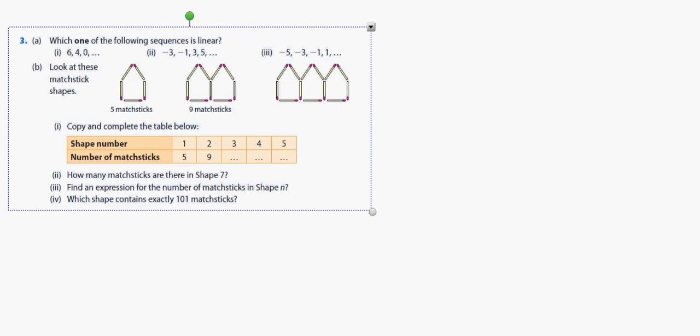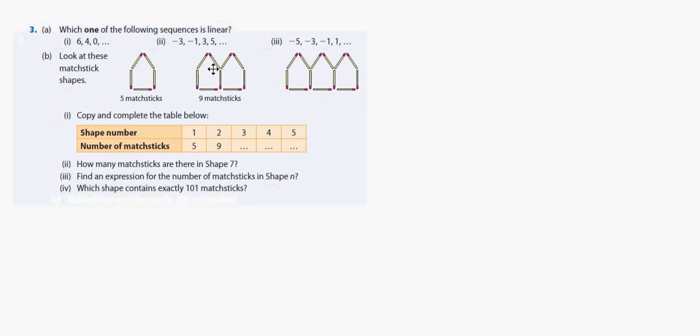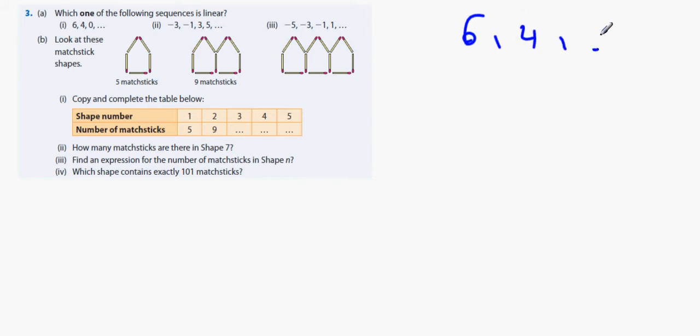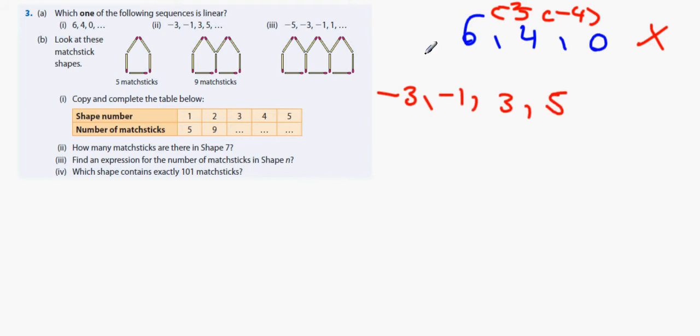Next one. Which one of the following sequences is linear? Remember, a linear sequence has the same gap between each term. 6, 4, and 0 has a gap of -2 for the first one, -4 for the second one. It's not linear because the gap isn't the same. The second one is -3, -1, 3, 5. So it goes up by 2, then it goes up by 4, and then goes up by 2. This is not linear because it's not a constant gap.